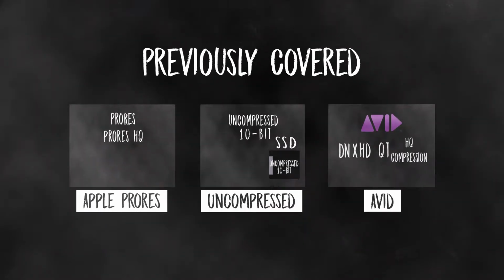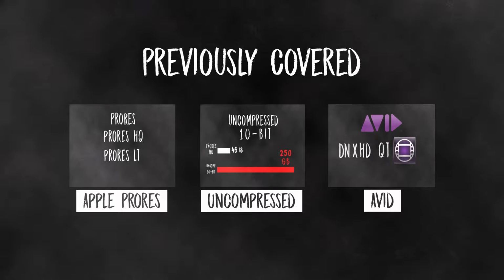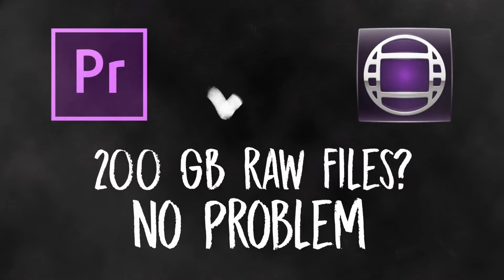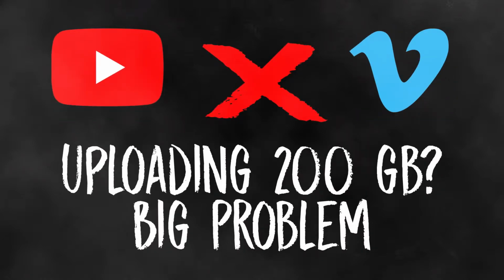Previously, we've gone over various Apple ProRes, uncompressed, and Avid codecs. They are all ideal for editing, since depending on your file, your MOV can be between 12 gigabytes to 240 gigabytes. Remember, a codec is a coder-decoder, and editing software like Adobe Premiere and Avid can easily play back these larger files. But online video sharing websites will not be able to upload a 200 gigabyte raw digital file.